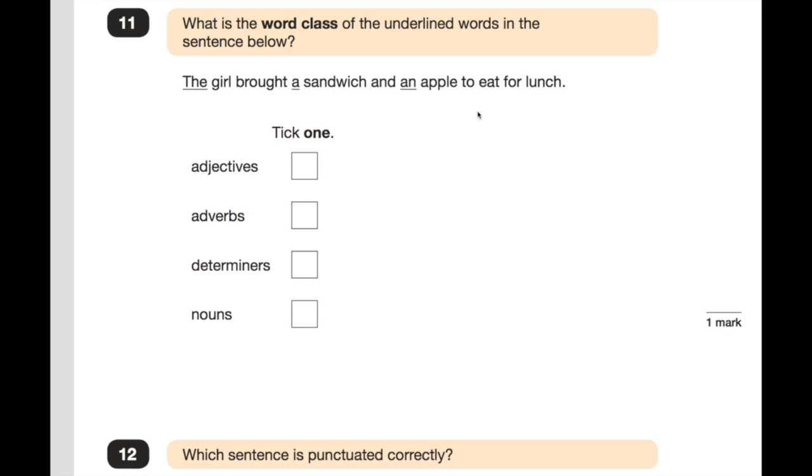Again, we have the girl bought a sandwich and an apple to eat for lunch. They are actually a type of quantifying determiners because it tells you how many of the nouns there are. The girl, there is only one girl. A sandwich, there is only one sandwich, and an apple, there is only one apple. So because it's giving us a quantity, it is a determiner in this case.